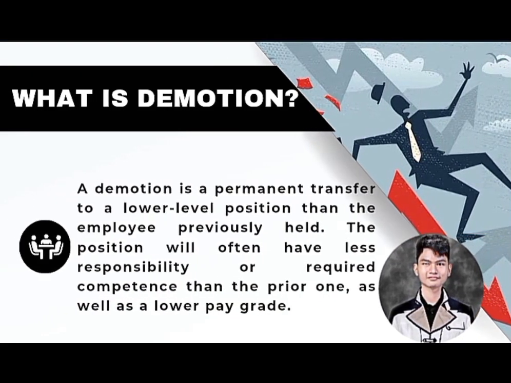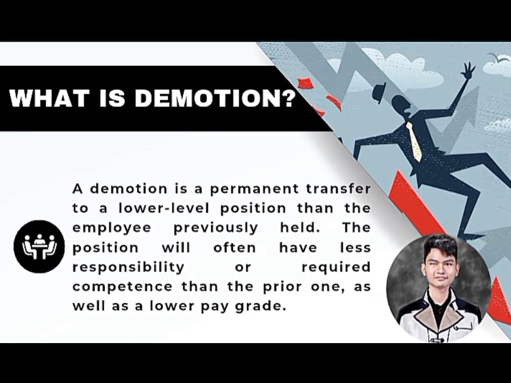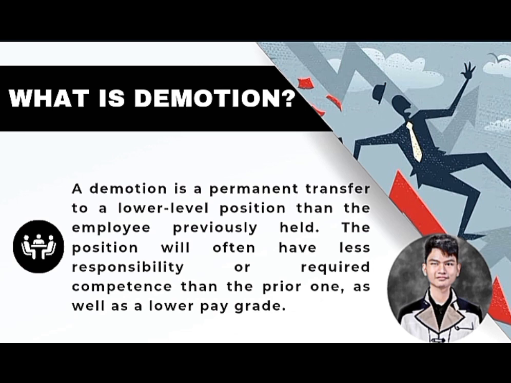So what is demotion? A demotion is a permanent transfer to a lower level position than the employee previously held. The position will often have less responsibility or required competence than the prior one, as well as a lower pay grade. So demotion is reducing the rank or grading of an employee's current status. So this is the downgrade of an individual's position to a less important position within the business or organization.